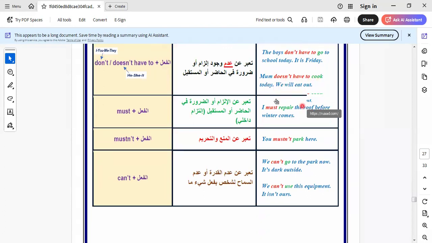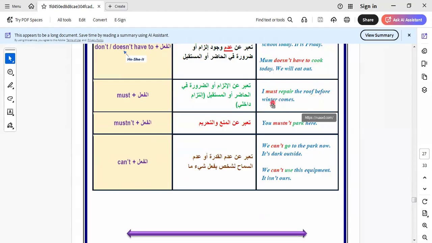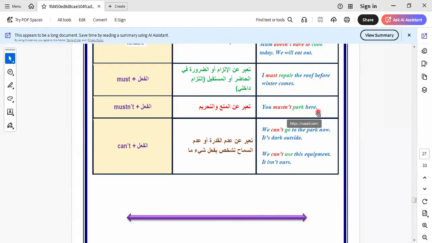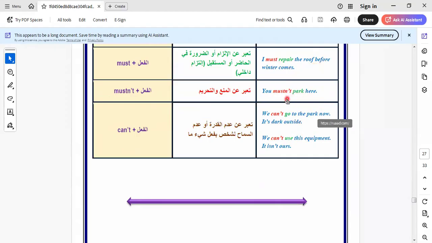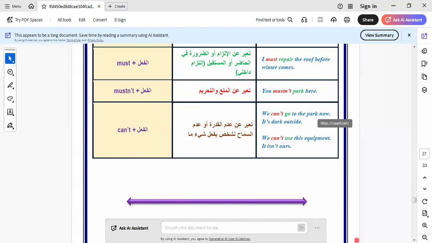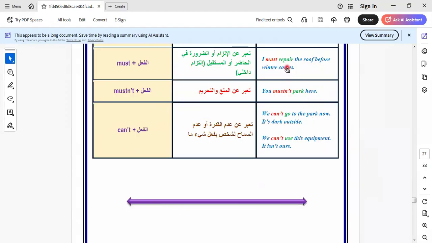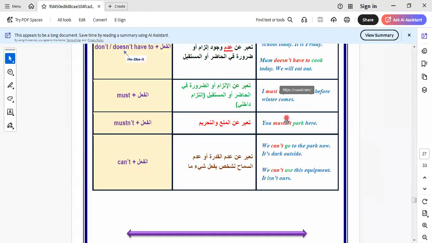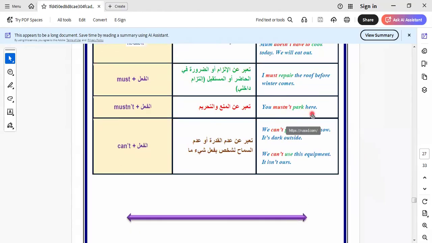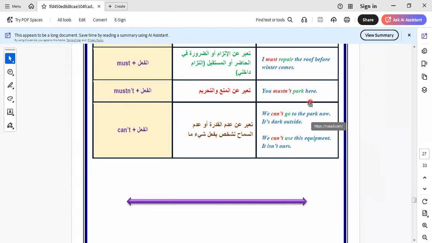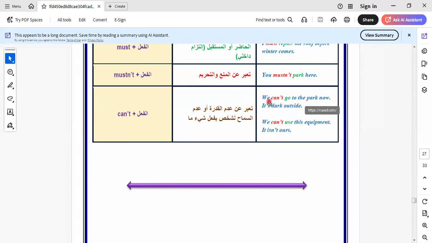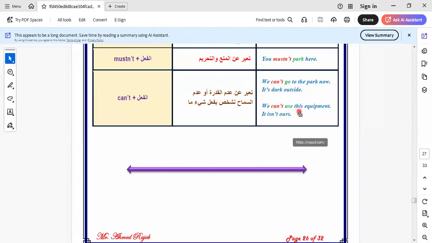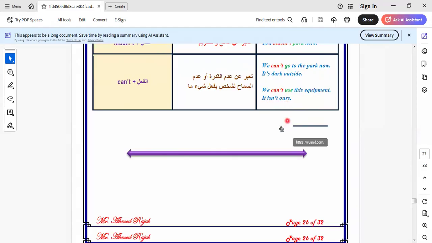We will eat out. I must repair the roof before winter comes. You mustn't park here. So here this is the place that only the cars of the building can park here. So when we say you mustn't park here, this means this park is for the people who live in this building. We can't go to the park now. It's dark outside. You can't use the equipment. It isn't ours. Let's go to another item here.